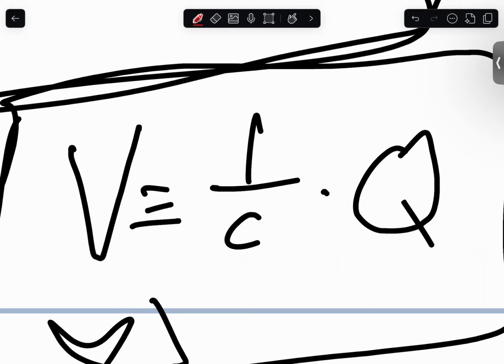We're going to use this equation a ton, a bunch, a lot. Write this down. Definitely. V equals 1 over C times Q.